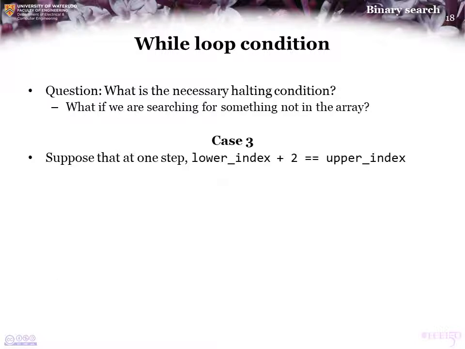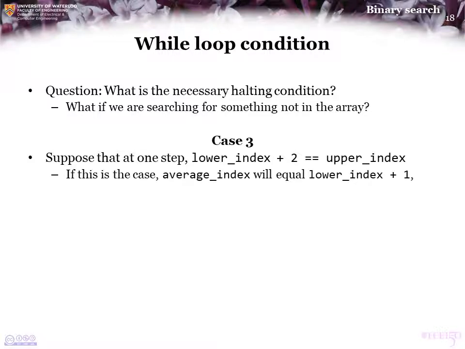Now, here's case 3. Let us assume that we have a situation such as lower index being 8 and upper index being 10. So the difference between the lower and upper indices is 2. Well, in this case, the average index is going to be the value in between these two indices. So if the lower index was 8, upper index was 10, the average will be 9.